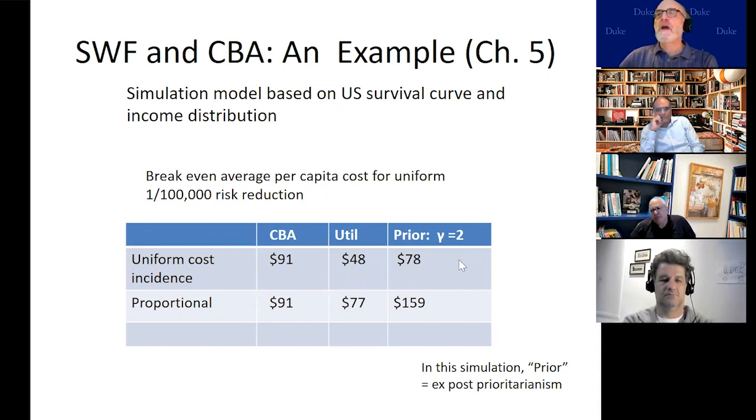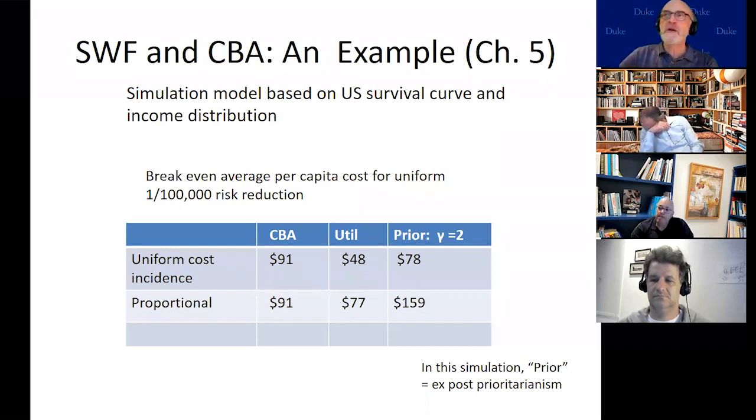The other thing to note is that CBA is insensitive, and this is well known, CBA is insensitive to the distribution of costs, right? For CBA, a dollar is a dollar is a dollar, whatever the unit of currency. So it doesn't matter who bears that. If you have a fixed amount of cost and you shift that from the poor to the rich or the rich to the poor, that's not going to change total cost. And so CBA is not going to care either way. And that's what you're seeing here.